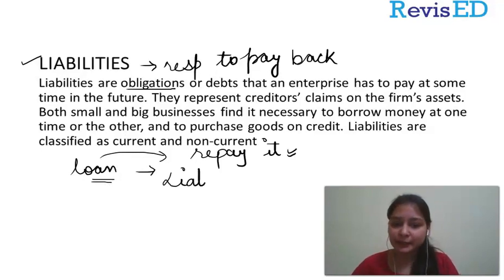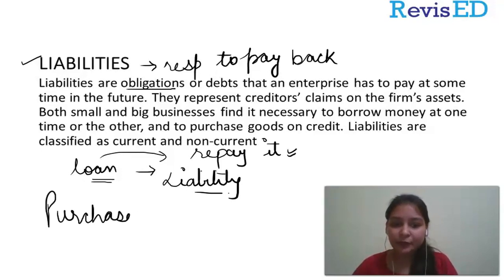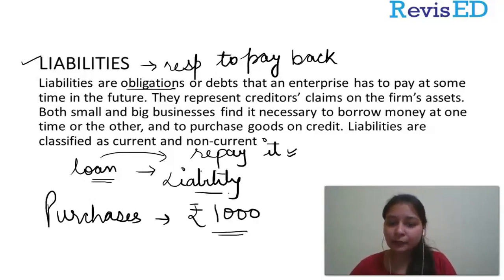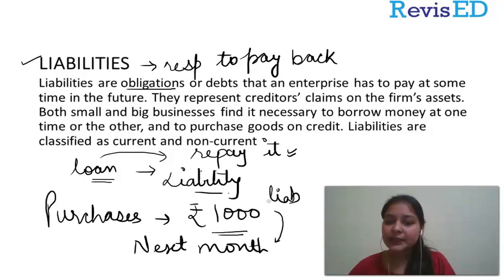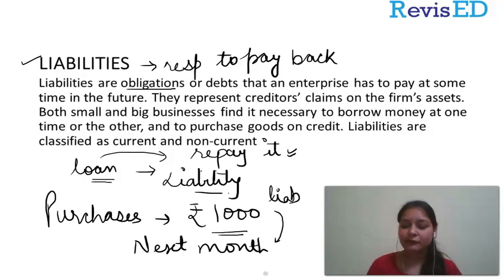as liability. Okay, let's say, as in our last video, I have purchased something from Ram. I have purchased raw material from Ram for rupees 1000. I have not paid the amount right now. I promised him that I will pay him next month. So next month, it will be my responsibility to pay it back. That would also become a liability. Till the time I am not paying it, it is a liability. Once I pay it, then my liability is fulfilled, it will end and it will not be shown in the books of accounts. So what is the meaning of liability?